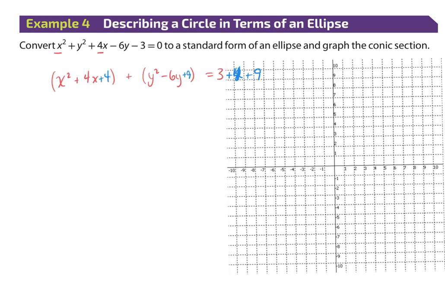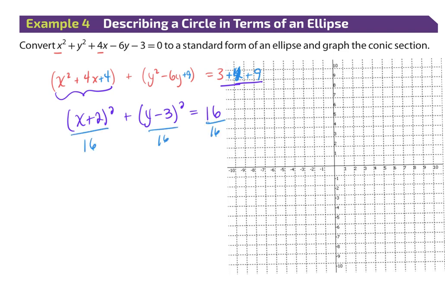All right, so this is x plus 2, quantity squared. This one's going to be y minus 3, quantity squared. This is 9 plus 4 plus 3. That's going to give me 16. And then to get it in standard form, I have to have that guy as a 1, so I'm going to divide everything by that 16. So it's going to look like this. So once again, if those are the same, that means I have a circle.